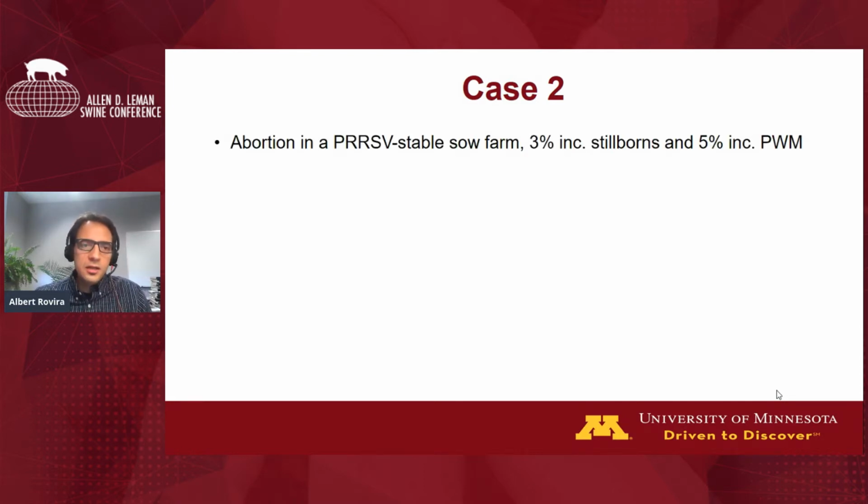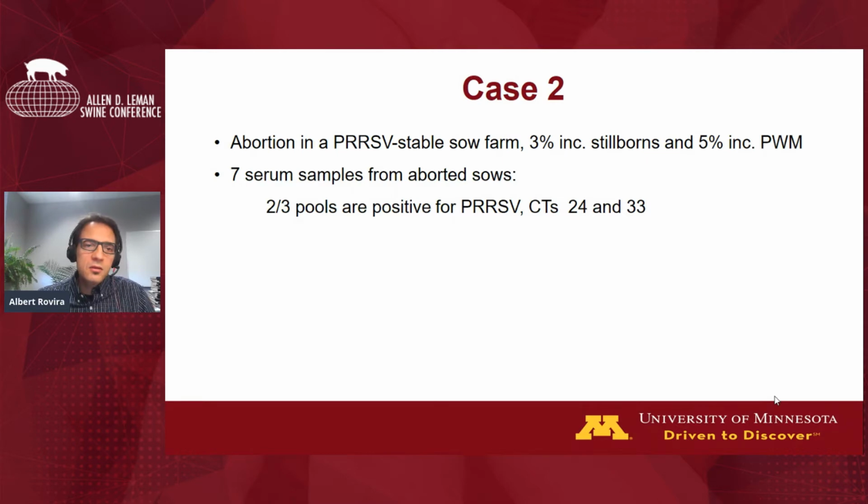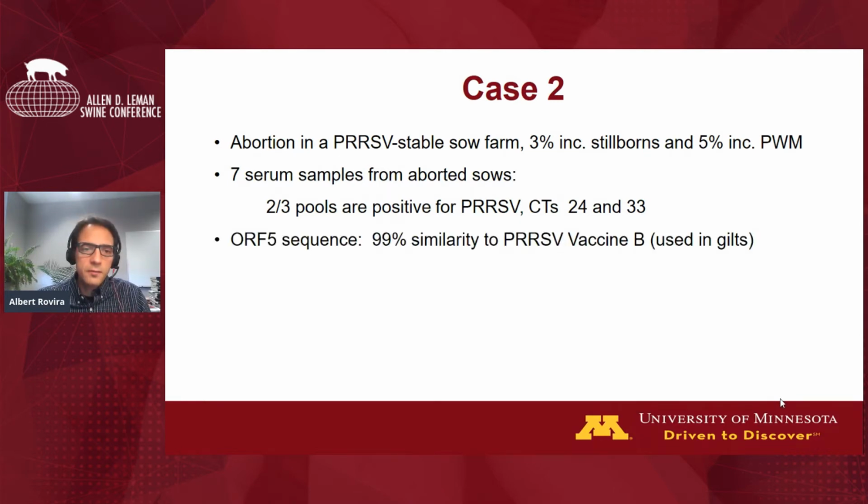Case 2 starts pretty similar. It's an abortion in a PRRS stable sow farm. In this case, there's a 3% increase in stillborns. There is a 5% increase in pre-wean mortality. And in this case, 7 serum samples get sent to the lab from aborted sows. They get tested in 3 pools, and 2 of the pools are positive with CTs of 24 and 33. 1 pool is negative.